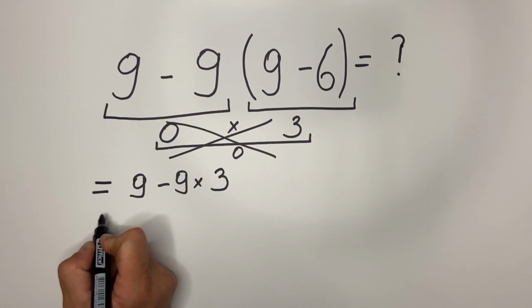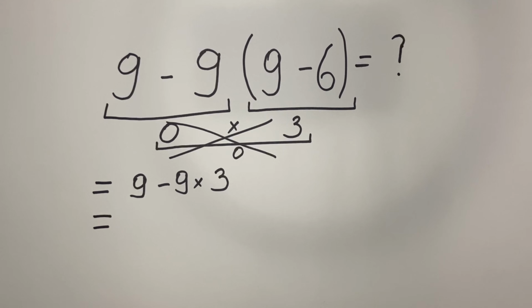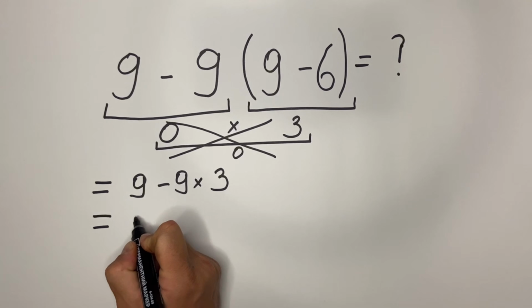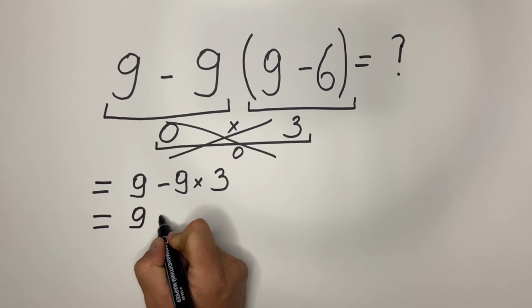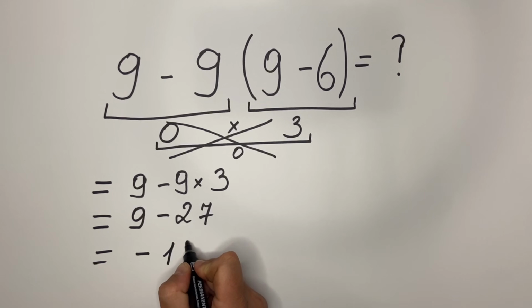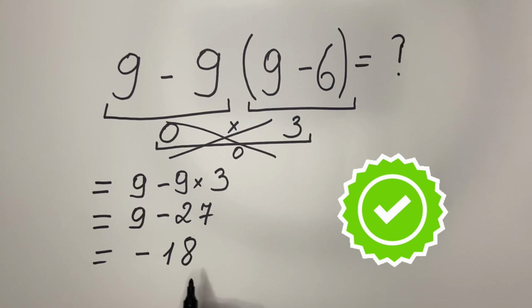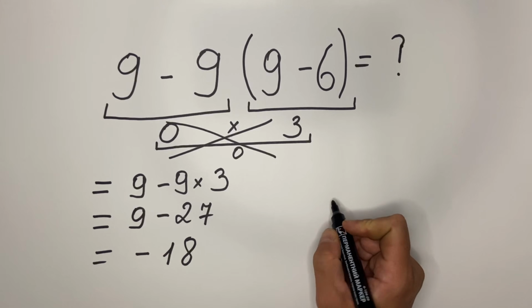Next, we perform the multiplication. 9 times 3 equals 27. Finally, we have 9 minus 27, which equals negative 18. Therefore, the correct answer is negative 18.